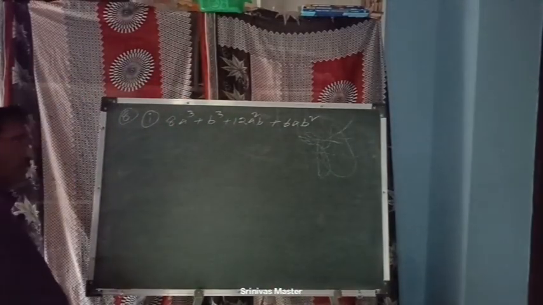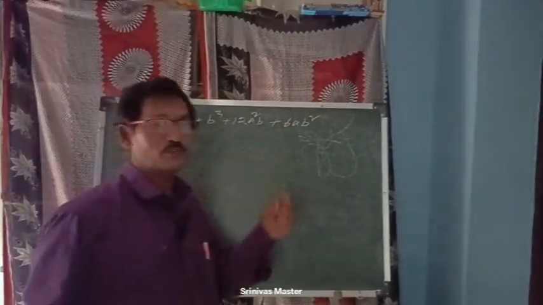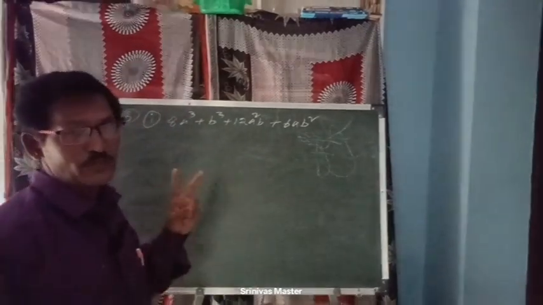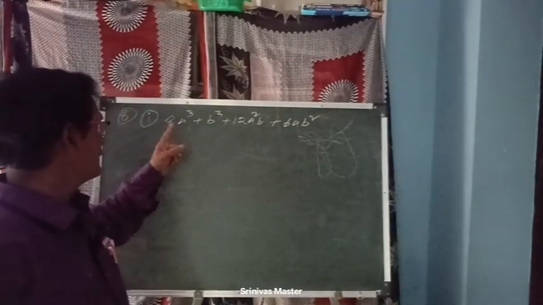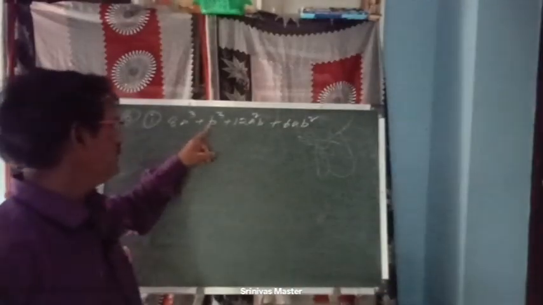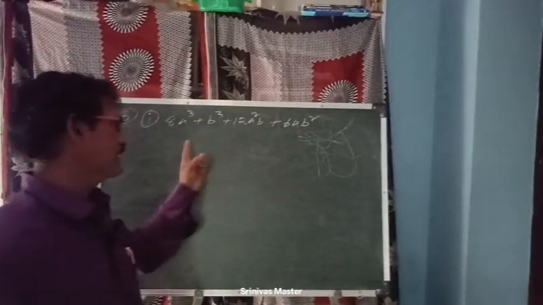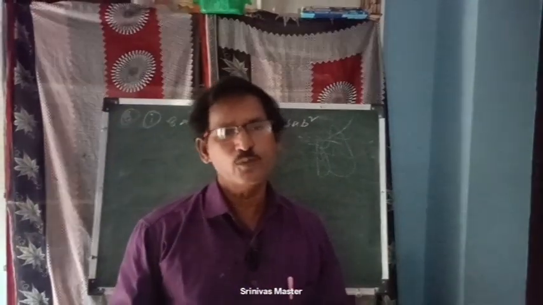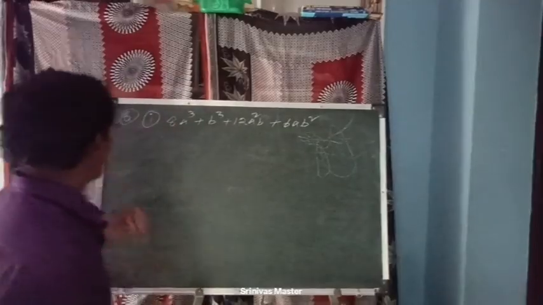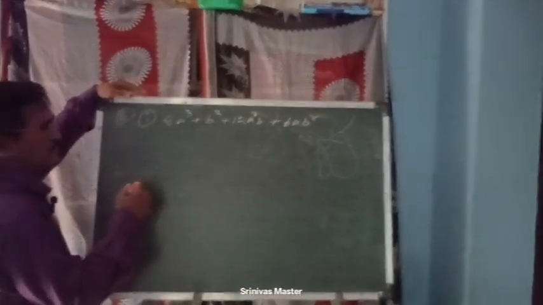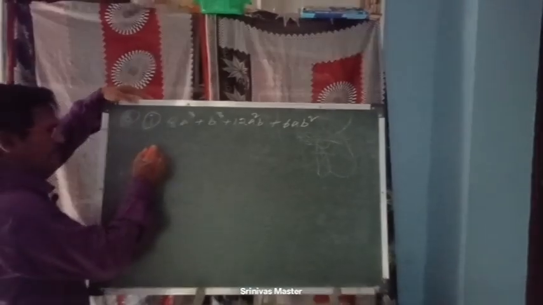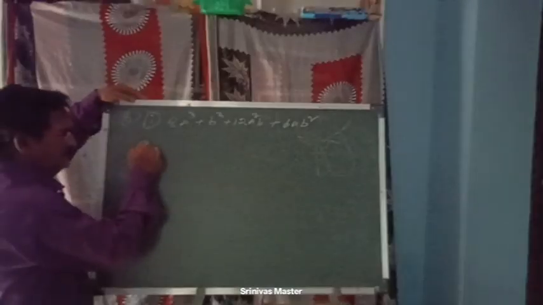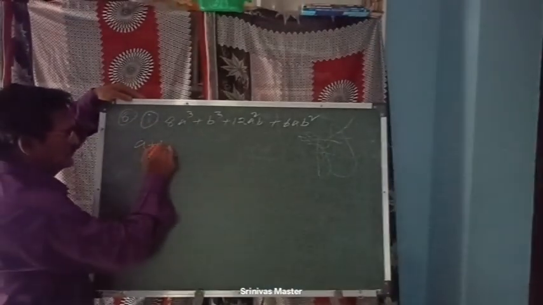See now, all are positive values, and two terms are perfect cube terms. You know that 8a cube is a perfect cube, b cube is also a perfect cube, and all are positive terms. Then definitely you can confirm that it is a plus b whole cube, right? So whenever you take a plus b whole cube, children, according to a plus b whole cube, we can identify what is a and what is b.